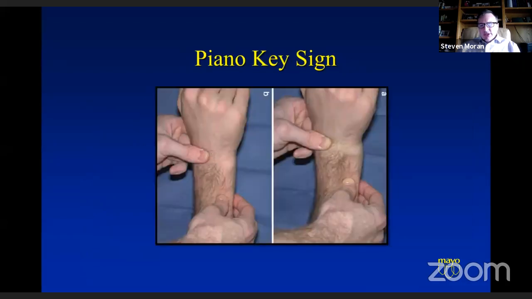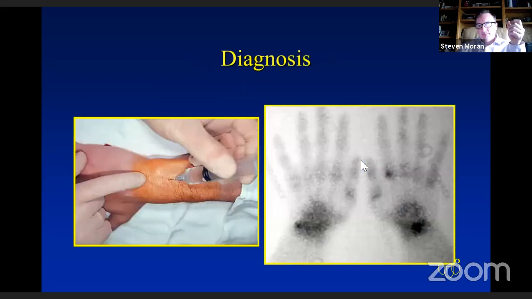This is the piano key sign, and here we're performing it in the operating room, and this is really important. You bring the elbow into 90 degrees of flexion, you stabilize the radius with your thumb and the remaining fingers, and then you just manipulate or try to shuck the ulna back and forth. In a gross piano key sign, it will clunk, and here you're seeing it clunk volarly. It creates a soft tissue depression. The ulnar head is present here and it's missing here, and then it will reduce back.